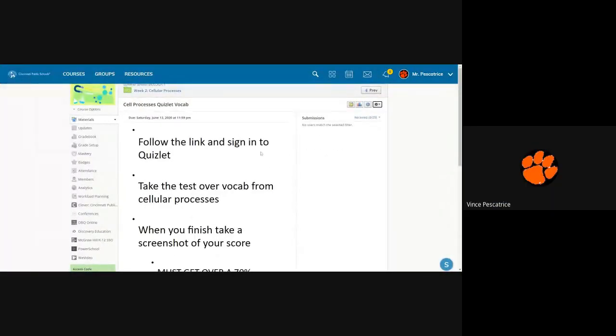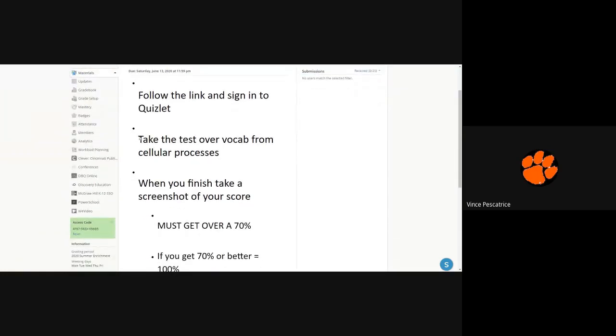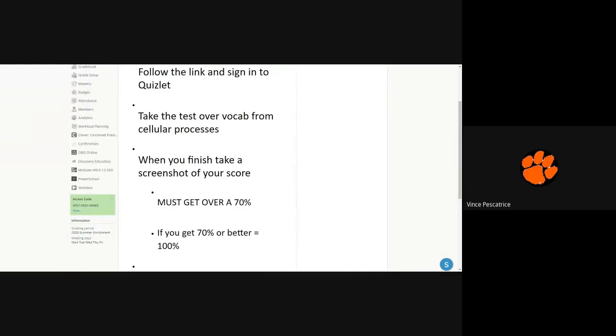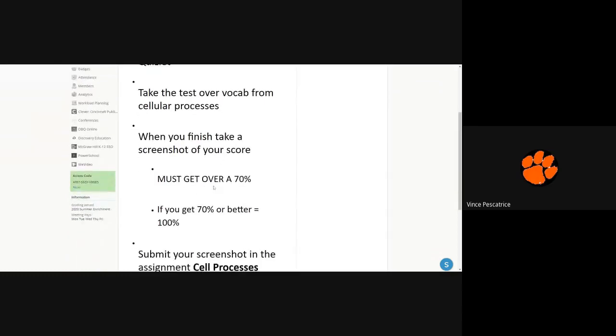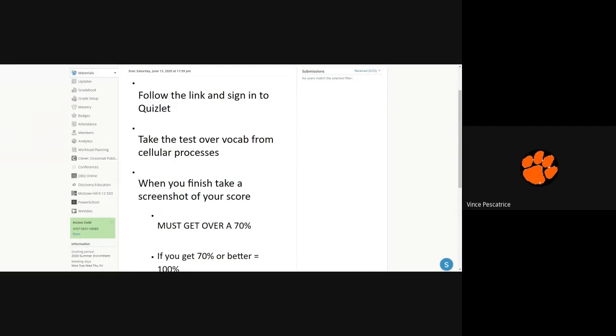So here's what this assignment looks like. It says cell process Quizlet vocab. Go to Quizlet, take the test. You must score over a 70%. As long as you get a 70% or better, you're going to get 100% on the assignment. If you get worse than a 70% and you don't correct it, then I'm going to leave your score as is, and that's what's going to go in. So make sure that you are trying this until you get over 70%. Take a screenshot of that, and then attach that to a submission.